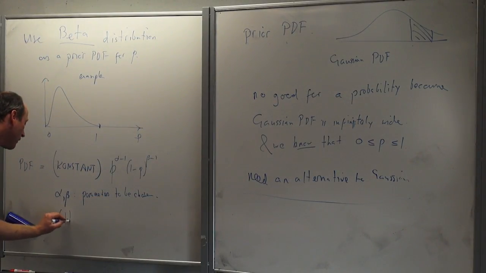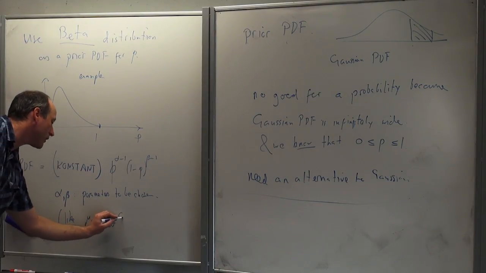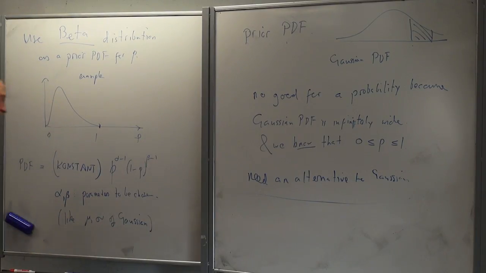They are like the mean and the standard deviation of the Gaussian. They're not mean and standard deviation, but they play the same role in this distribution as mean and standard deviation, or mean and variance, play in the Gaussian distribution.